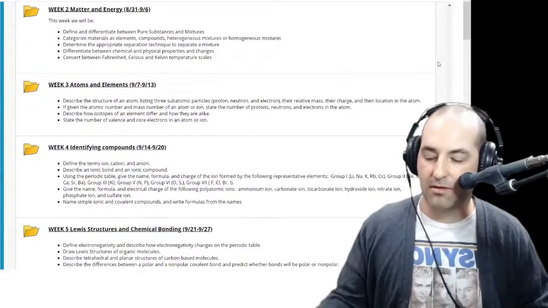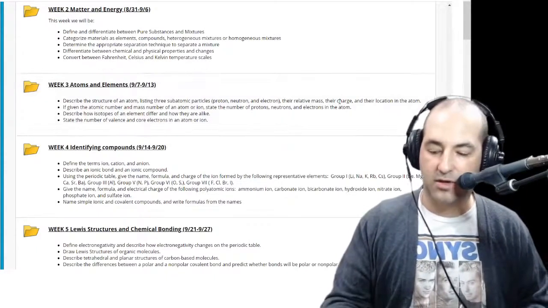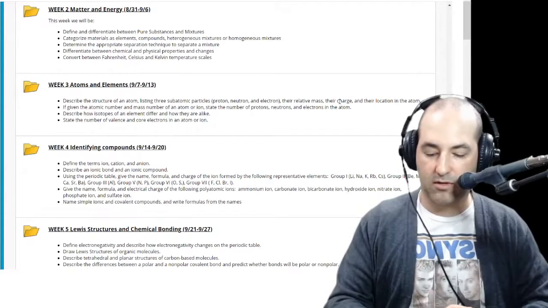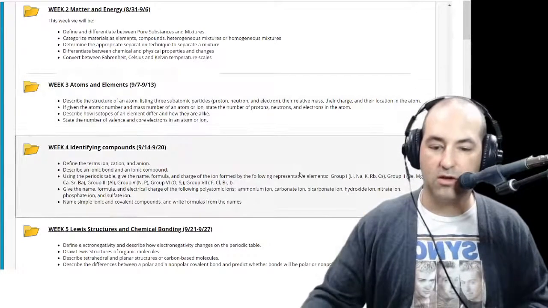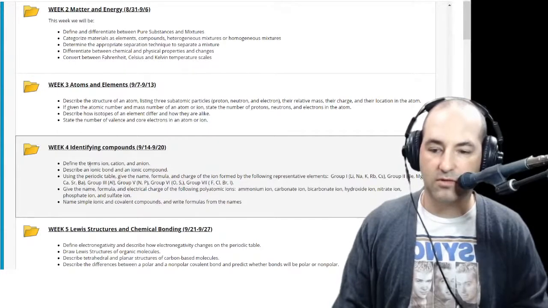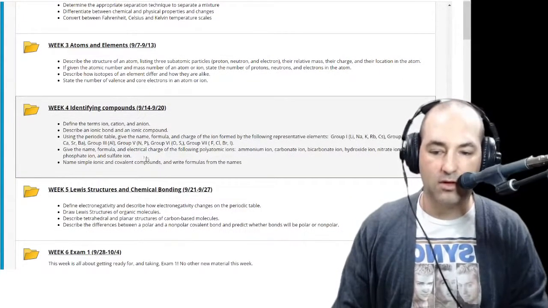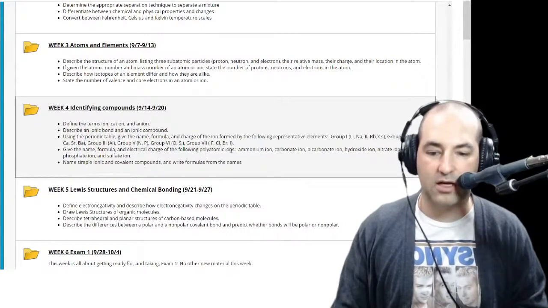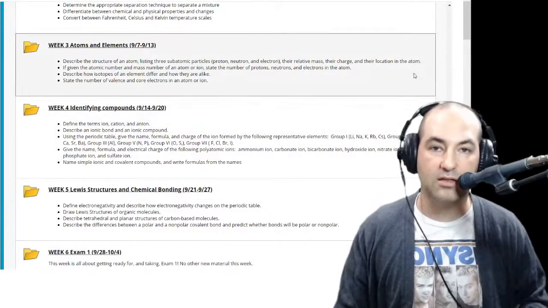So for instance, I had a question on Discord. What compounds are the ones we are supposed to memorize? So right here in week 4, that's where we talked about identifying compounds, and it clearly stated, give the name, formula, and charge of the following polyatomic ions: ammonium, carbonate, bicarbonate, hydroxide, nitrate, phosphate, and sulfate. So those are the polyatomic ions that you need to know.